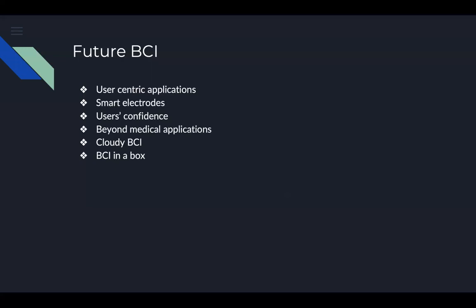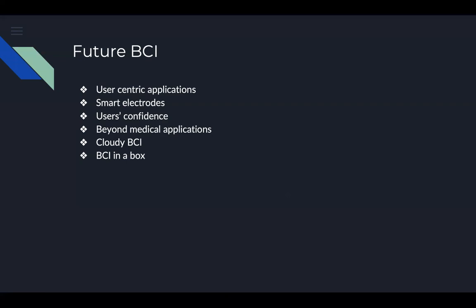Another thing on which our scientists are working is smart electrodes. It is possible that when we have classified all the signals in the brain, we might be able to design the electrodes to be smarter, so they can receive data more correctly and classify the data more efficiently.